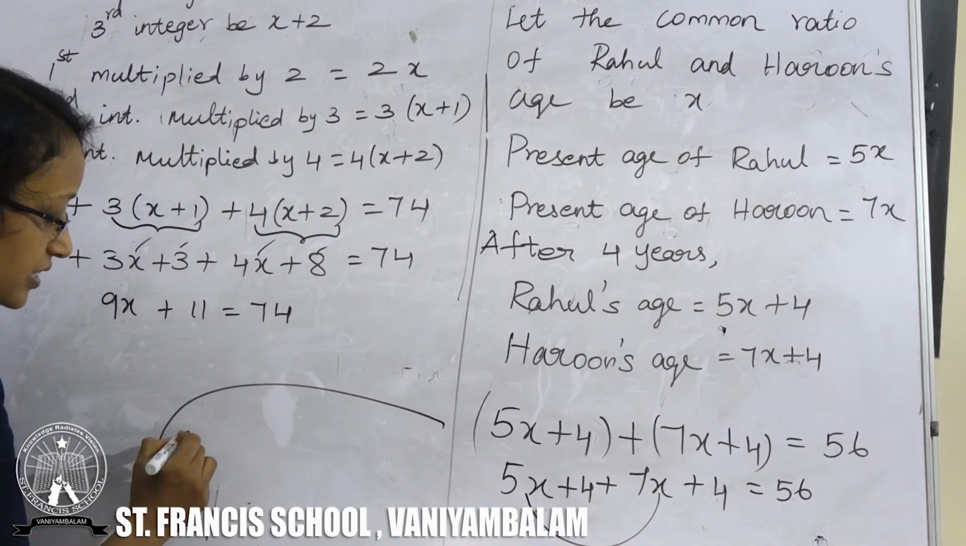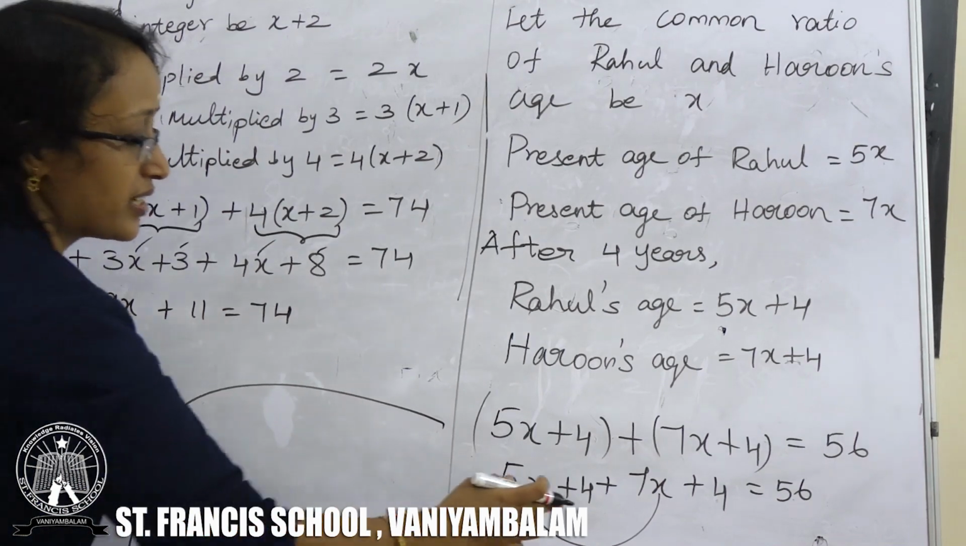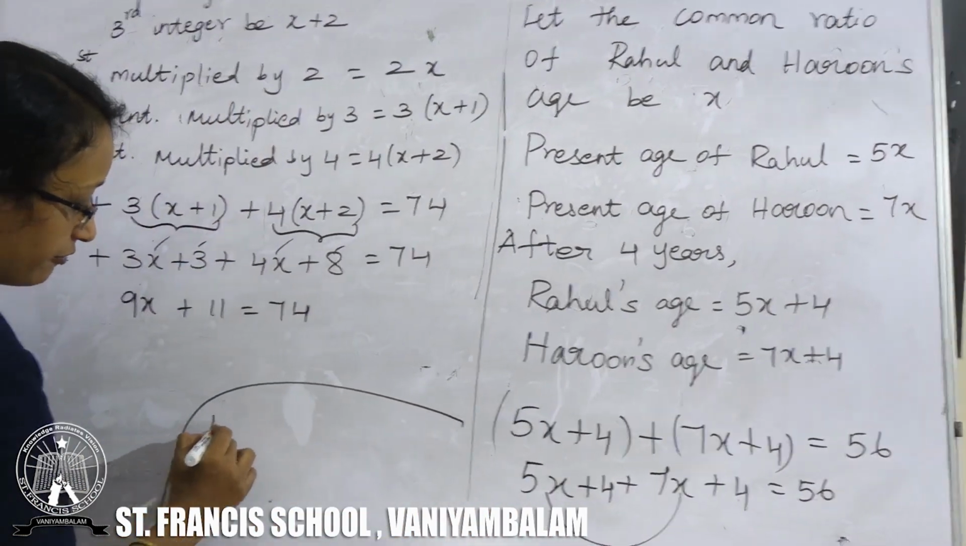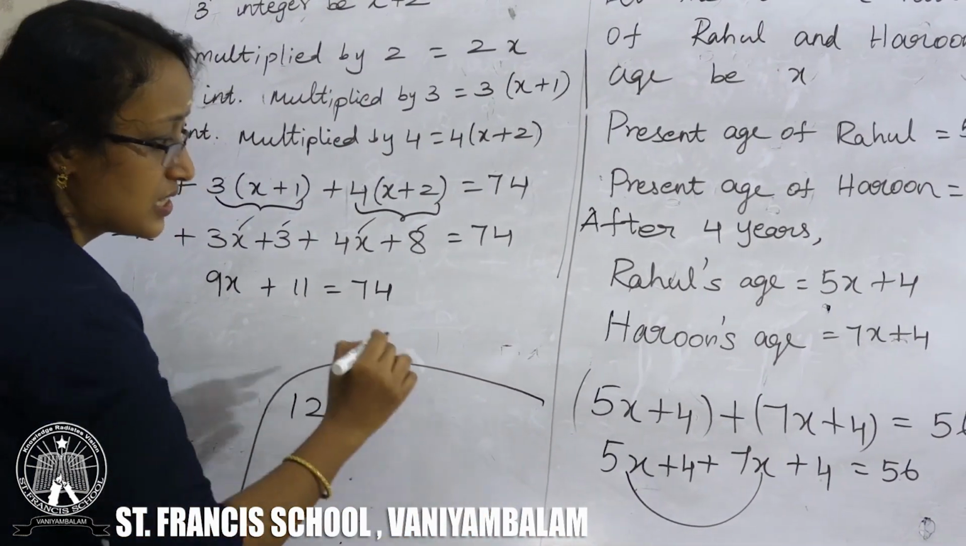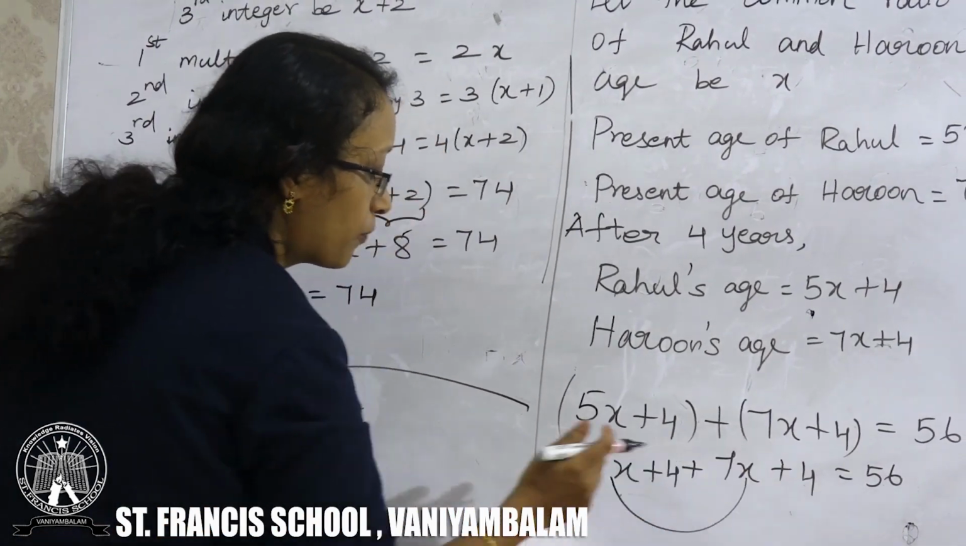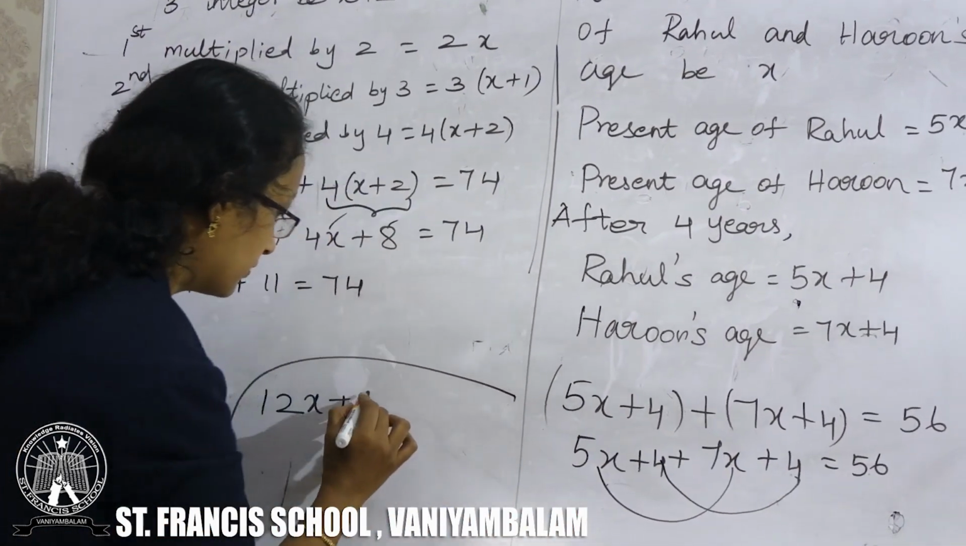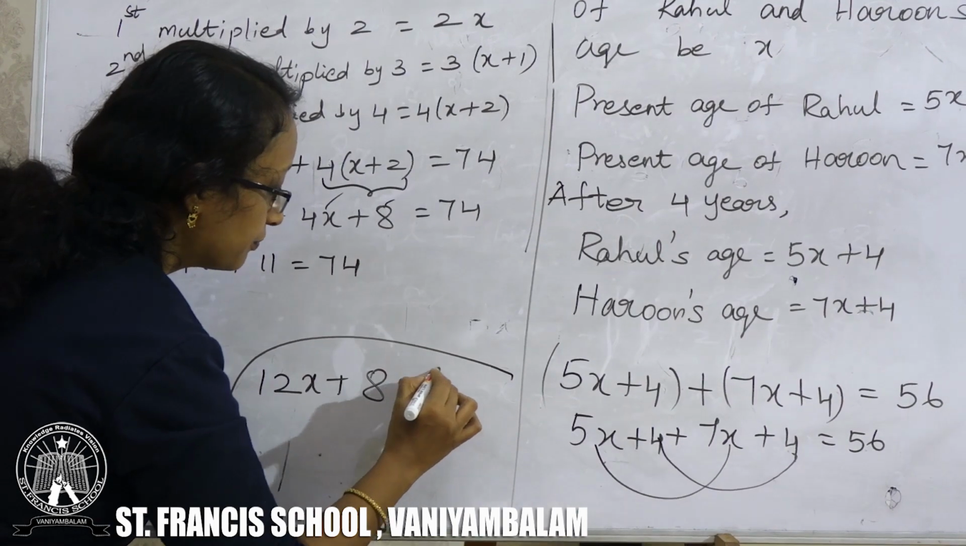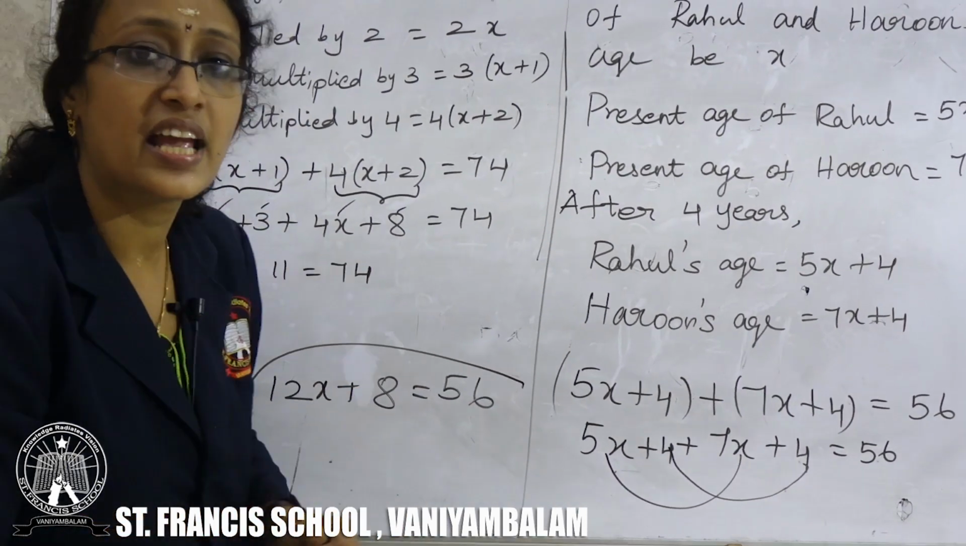7x plus 5x. What is 7x plus 5x? 7 plus 5, 12x, right? Then 4 plus 4. Add the constant. Solve this. Find the x value.